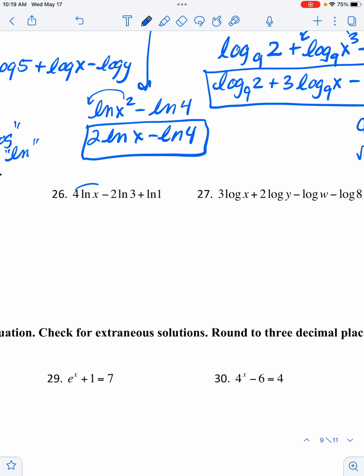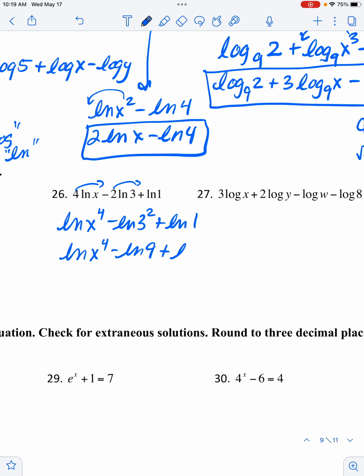Here I do have numbers in front, so they have to go up into the power. So this is the ln now of x to the 4th minus ln of 3 squared plus ln 1. So a couple things. First of all, I think at this point in your math life, you can change that to a 9. And then let's write this out as one log. And this one's ln, so I don't have to write a base because it's implied base e. So x to the 4th would be on the top, but the 9 is after a subtraction sign, so that'll go on the bottom. And then technically you'd have a times 1 on the top, but you probably wouldn't write that. So this is your final answer.